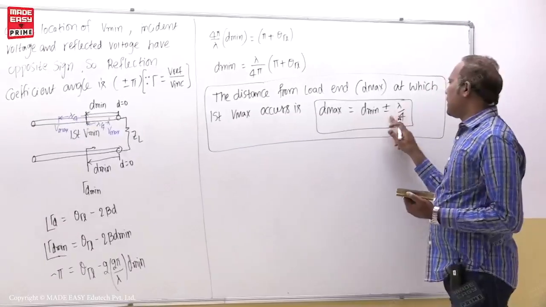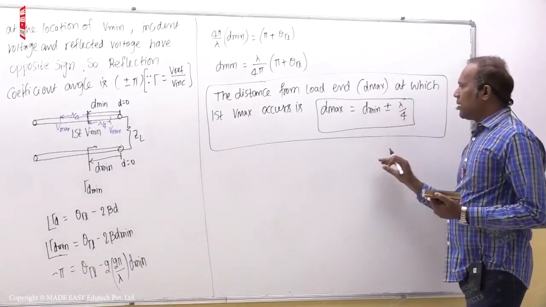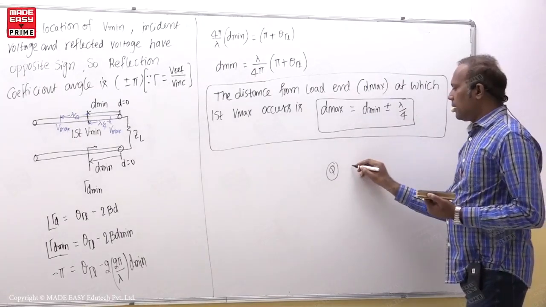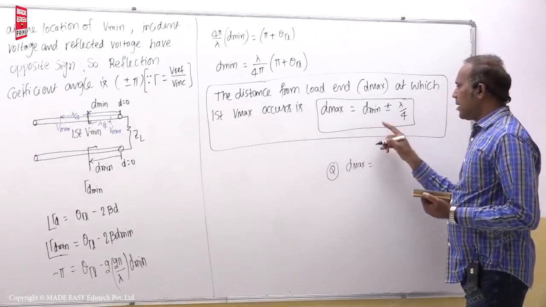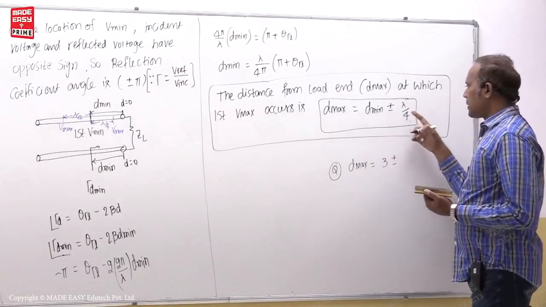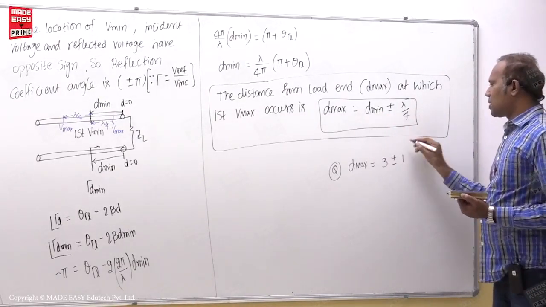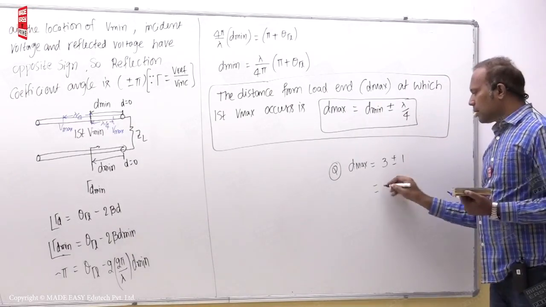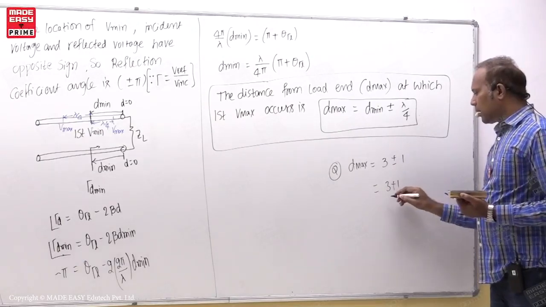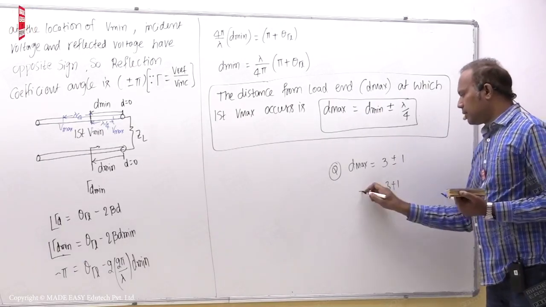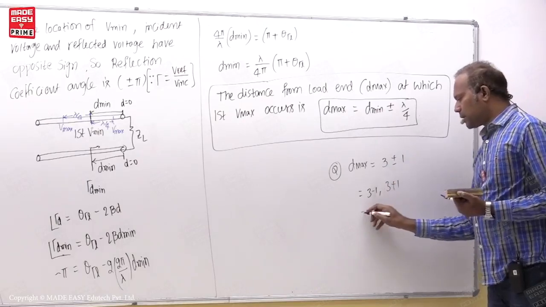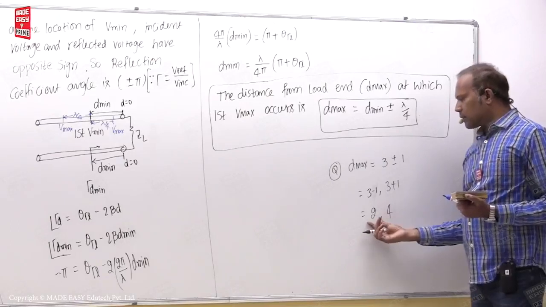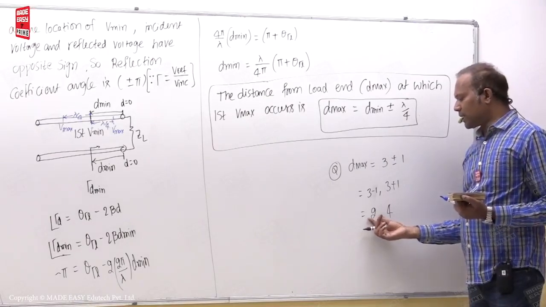Then you take plus or minus lambda by 4, and which one to take here, students? For example, in the first question, let us say D minimum is 3 and lambda by 4 you got is 1. Then 3 plus 1 and 3 minus 1, two options, so 2 and 4, both positive, and the least one, 2, is where the first voltage maximum occurs: 2 meters from load.